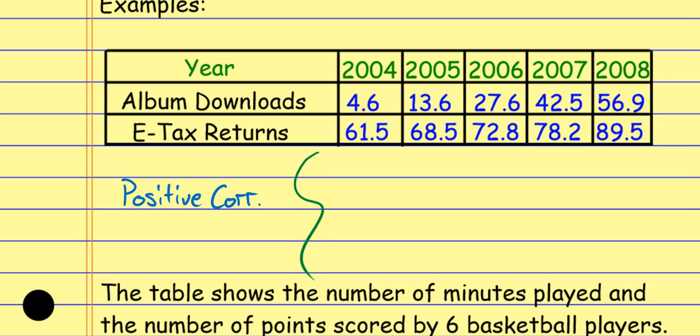Downloading music and tax returns don't really have anything to do with one another. There's no causation here. Yes, there's positive correlation. As one goes up, the other one goes up, but there's no relationship between cause and effect. The number of album downloads doesn't make e-tax returns go up. It's kind of a coincidence that they're both increasing together. So they have correlation, but no causation. So I'm going to put no causation here.